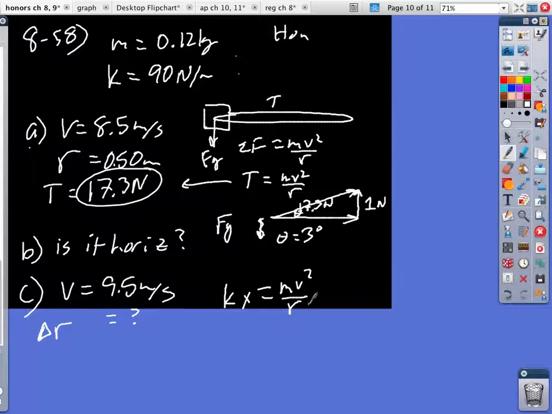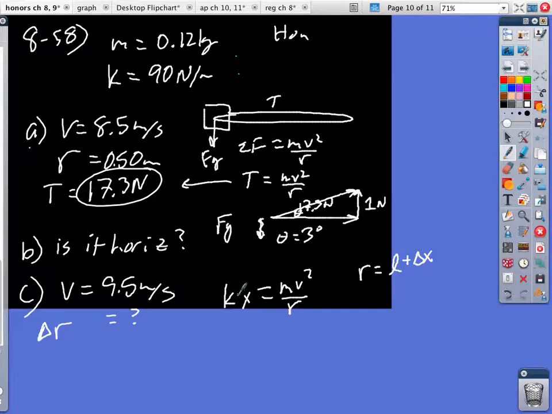And what we have to remember is that this r right here is equal to the original length of the spring plus delta x. So if we can find L, then we can find a new delta x. That would work, because then this would be delta x, and this r would be L plus delta x. So we can find the original L, and the only unknown would be that.